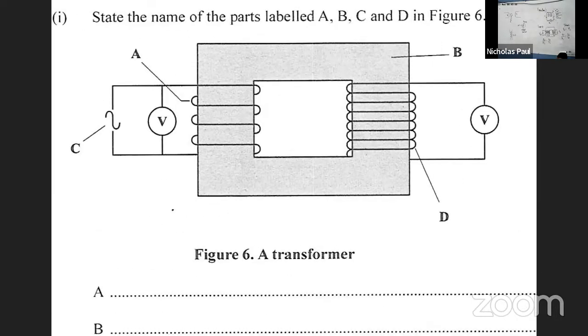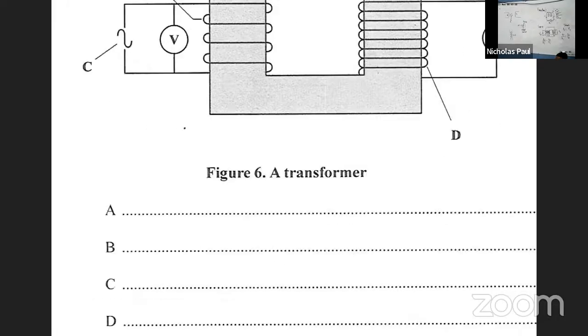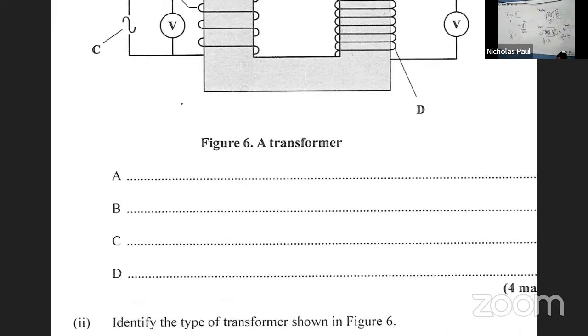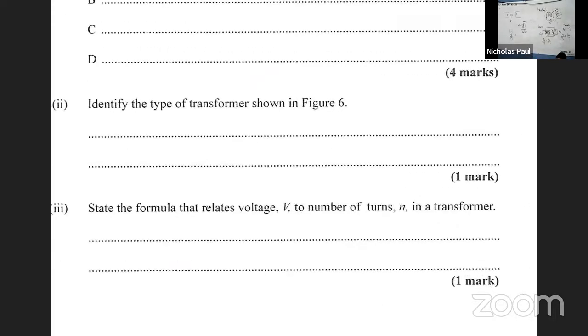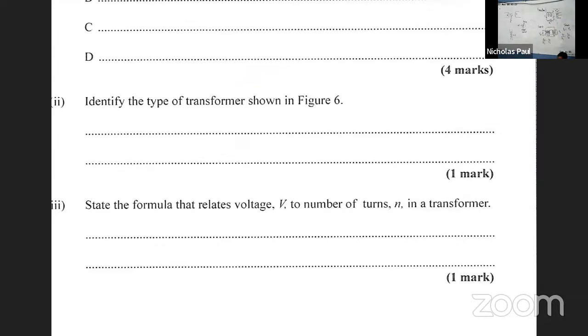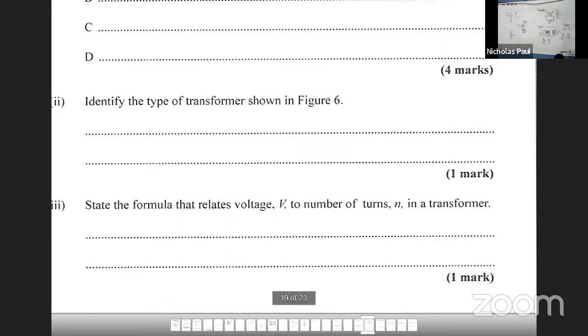Identify the type of transformer. When you have fewer coils going to more coils, it is a step up. So it's a step up transformer. So your voltage should be what? Your voltage in your secondary should be higher. Say the formula relating V and N. Hurry up. What's the formula? Write it fast.